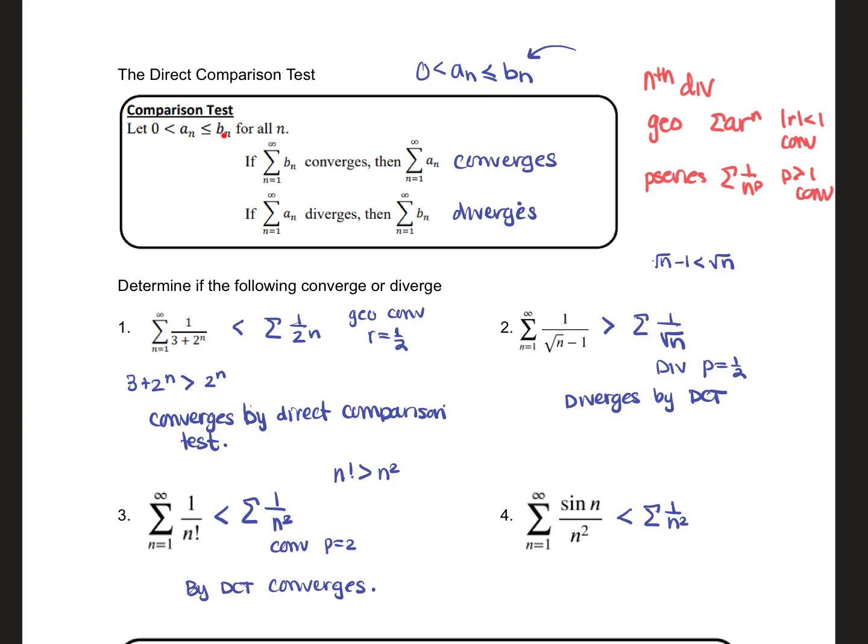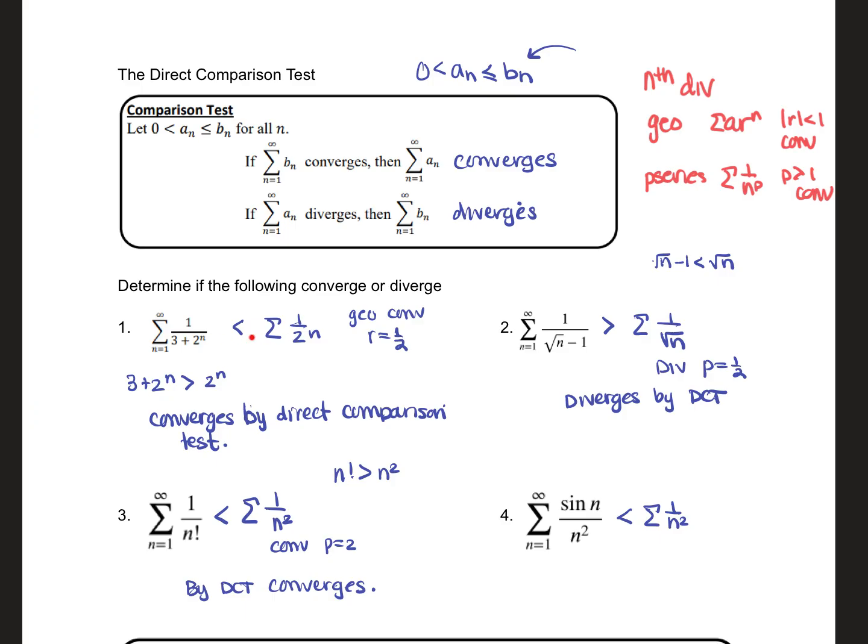If I know b_n diverges, I can't say anything about something smaller than it, but if a_n diverges, I know for a fact b_n has to diverge. So it's all about getting the bound appropriate. Looking at this, the first thing you want to look at is, what does it look like? To me, it looks most like a geometric. It's not a geometric, but I think I could compare it to one.